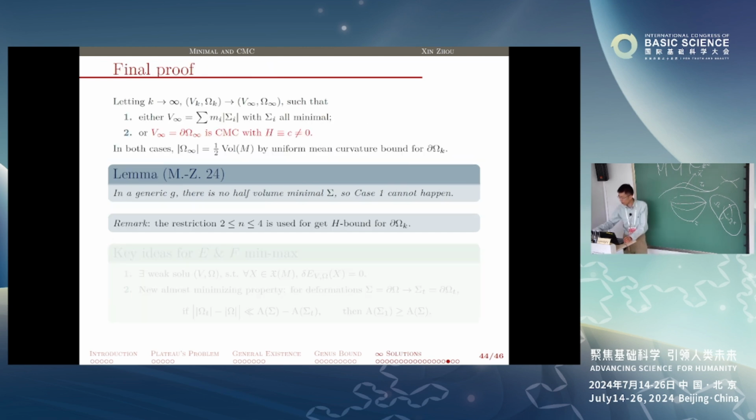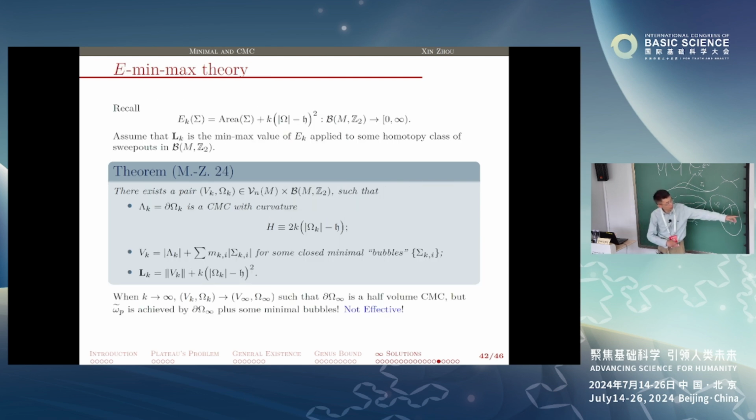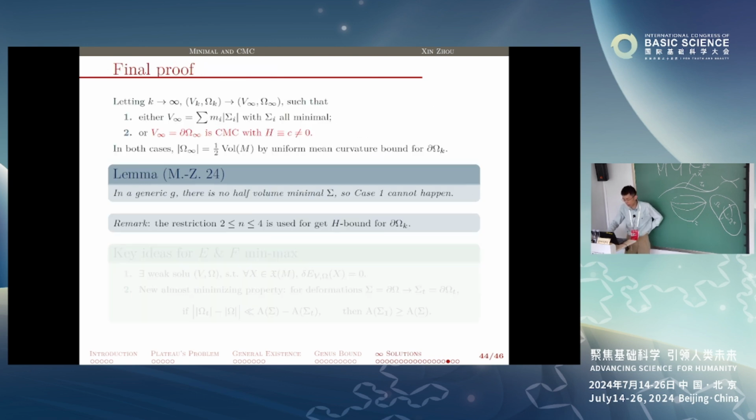Let me just give a remark to finish my talk. The dimension restriction is only used to show that when the penalization goes to infinity, the mean curvatures are bounded. Because if you look at this equation, this coefficient blows up. We need to show that this part is smaller, I mean, the multipliers are uniformly bounded. So we use some lower dimensional restriction there. But everything else, the existence and others, works well in any dimension.